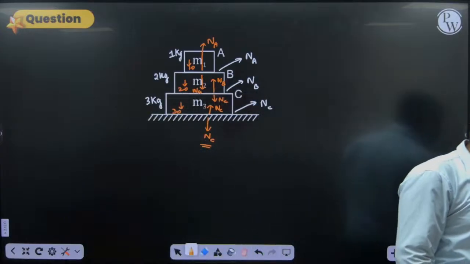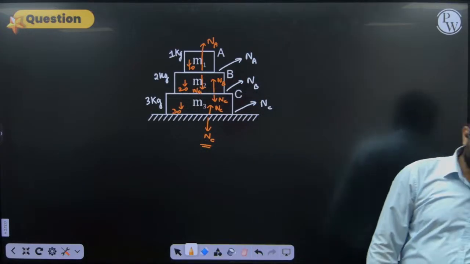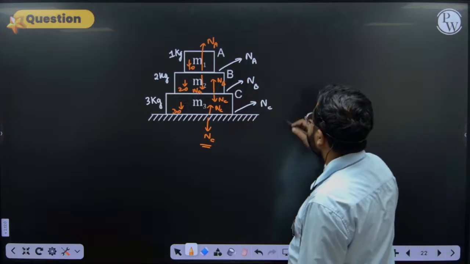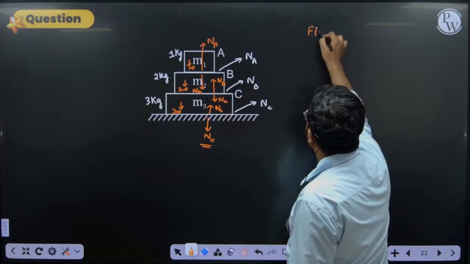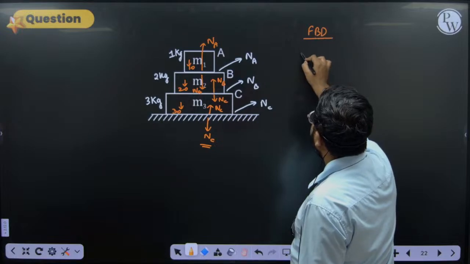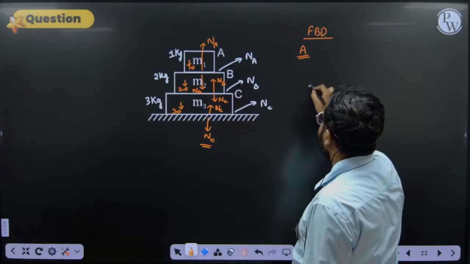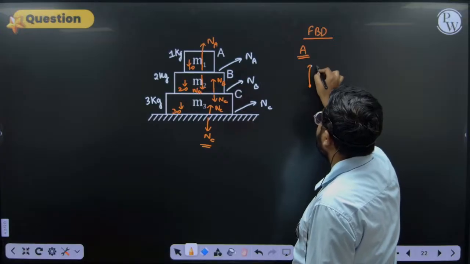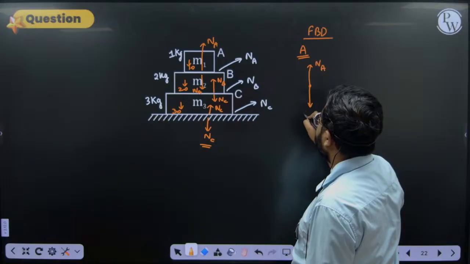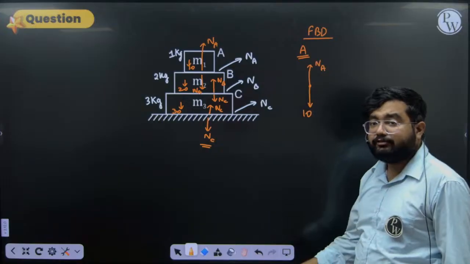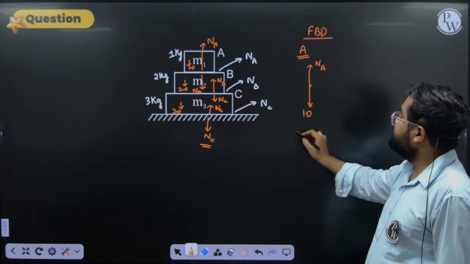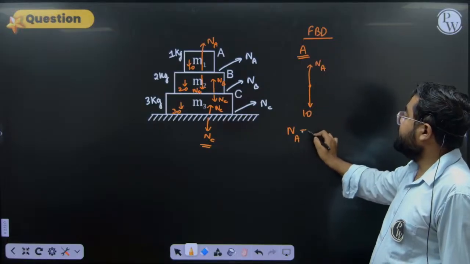Now let us draw the FBDs. Let us draw FBDs and try to resolve it. So if I draw the FBD for A, what are the forces acting on it? A force acting on it upwards is Na, and a force mg equals to 10 is acting downwards. Net force is 0, so I can simply balance the forces. Na is equal to 10.